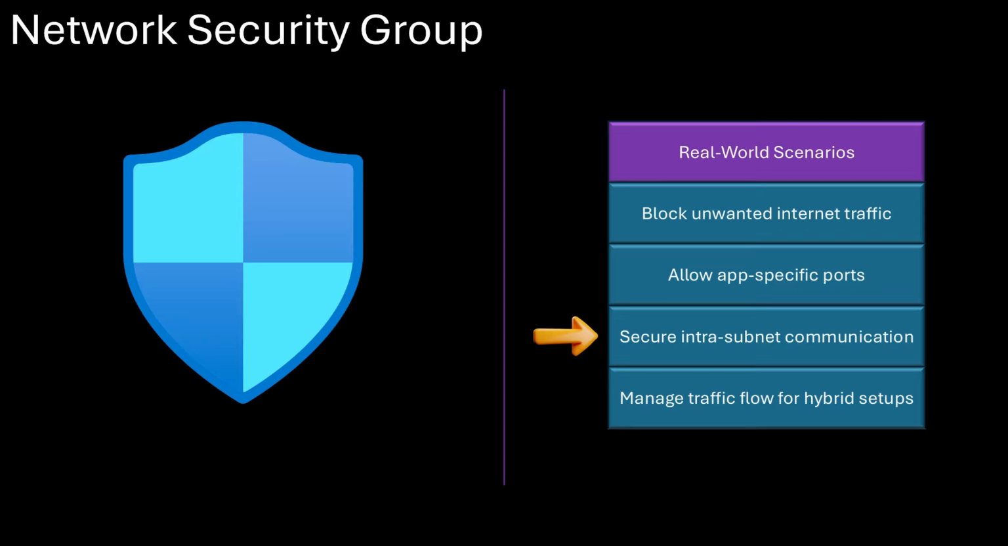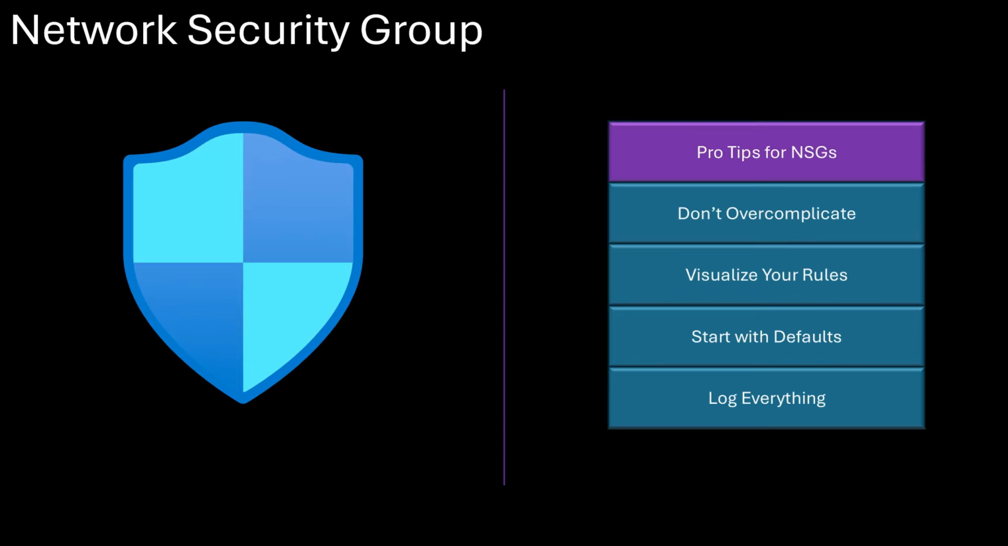Using NSG, you can secure intra-subnet communication. By default, VMs in the same subnet can talk to each other. If you don't want that, you can add a security rule to deny intra-subnet traffic. And lastly, using NSG, you can manage traffic flow for hybrid setups. When connecting an on-premises network to Azure, NSGs help control which resources can interact with your local network and over what ports. Let me throw some security related tips here for NSG.